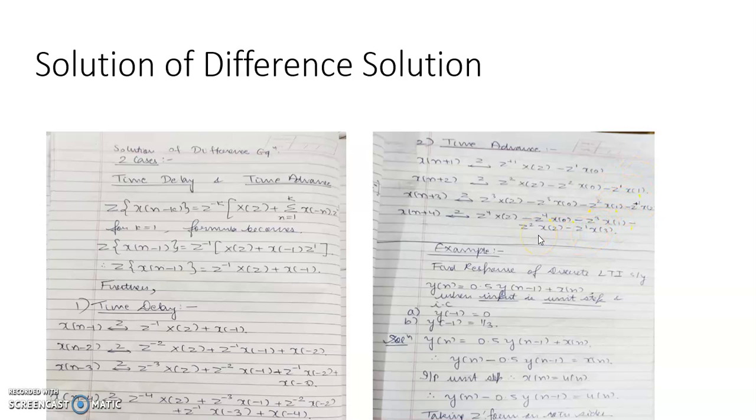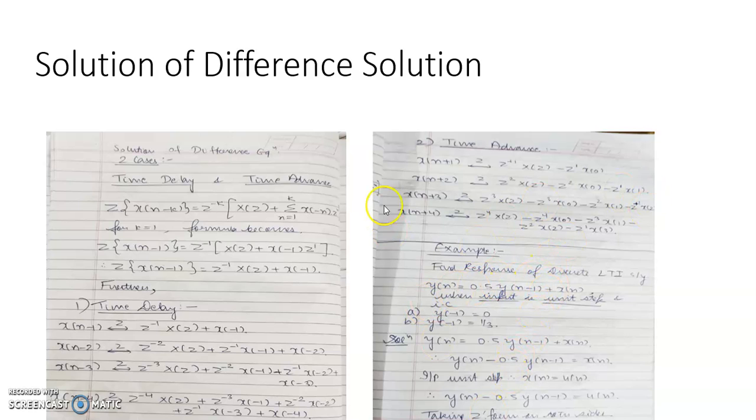So what is going to happen? Your difference equation will be a combination of the initial condition and the state equation. Whenever you add the initial condition and the state response, the complete solution of the difference equation will be obtained. I am again repeating it: the difference equation solution is the combination of the initial condition and the state equation.